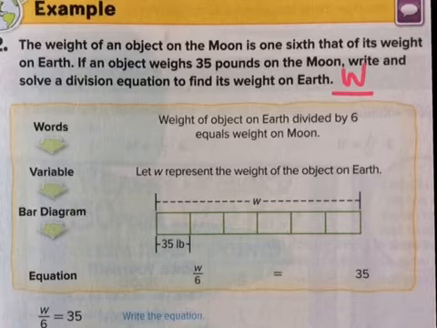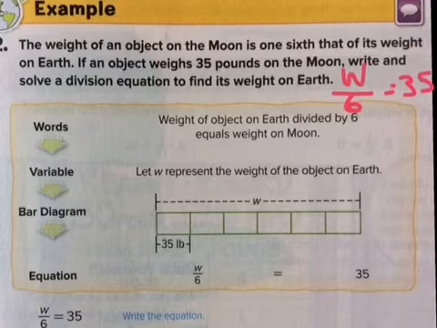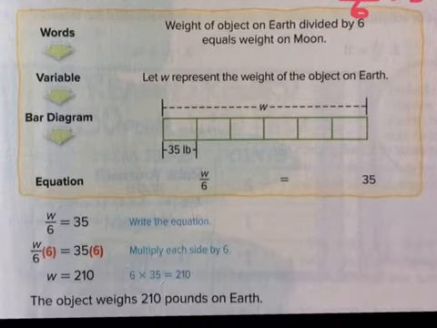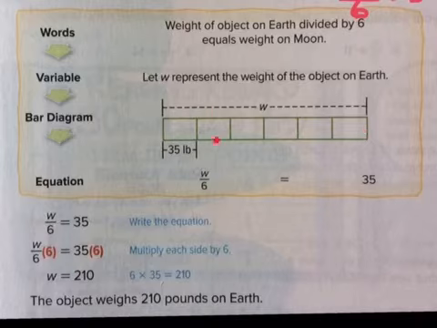It's going to have to be divided by 35. Oh sorry, no, not by 35. I just made a little mistake there. It's going to have to be divided by 6 because 35 is 1/6. Right? Does that make sense to you? And here it is. This whole thing is the weight on Earth. Here's the weight on the moon, which is 1/6.